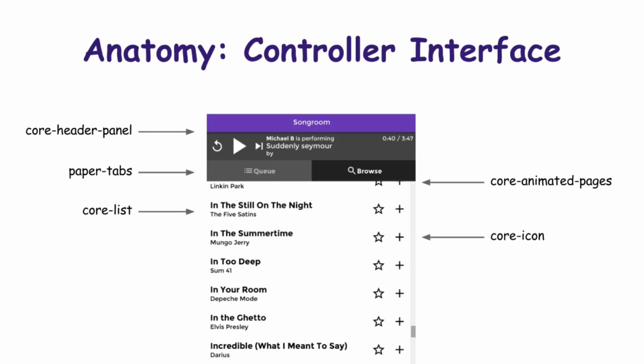So let's take a look at the controller interface, and let's do a little bit of anatomy on it. The setup has this title bar and then stuff below it, and when you scroll the stuff below it, it doesn't scroll with the title bar. That's a core element called core-header-panel that lets you say, here's a top thing and here's a content window, and I want to scroll the content window but not the top thing.